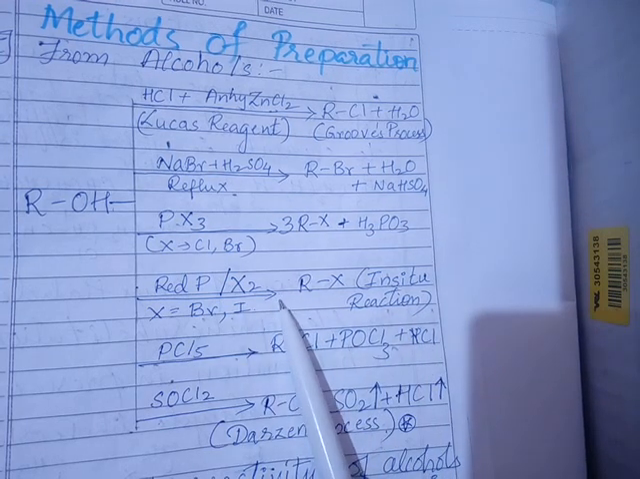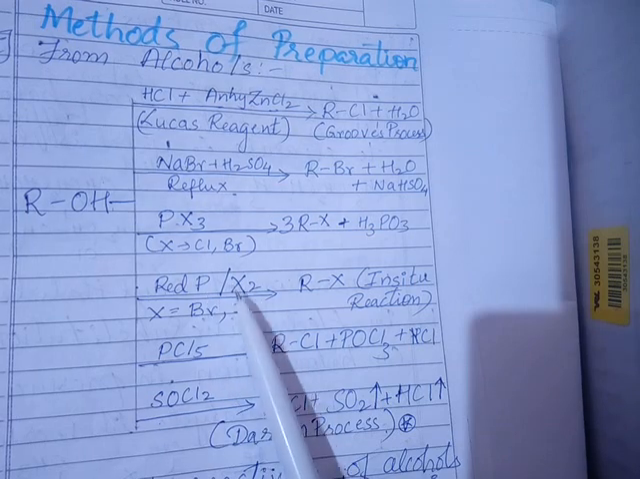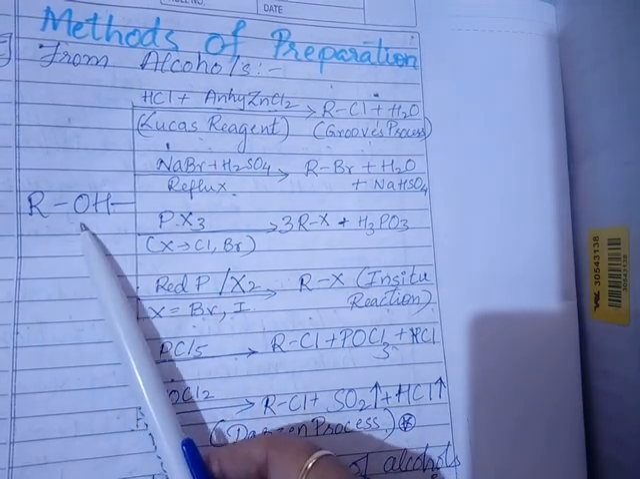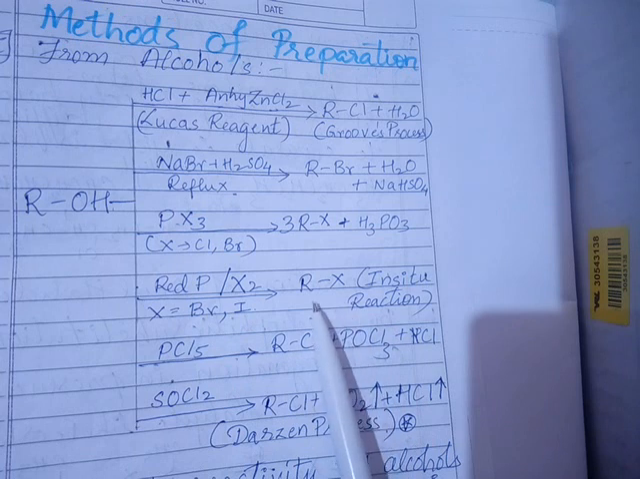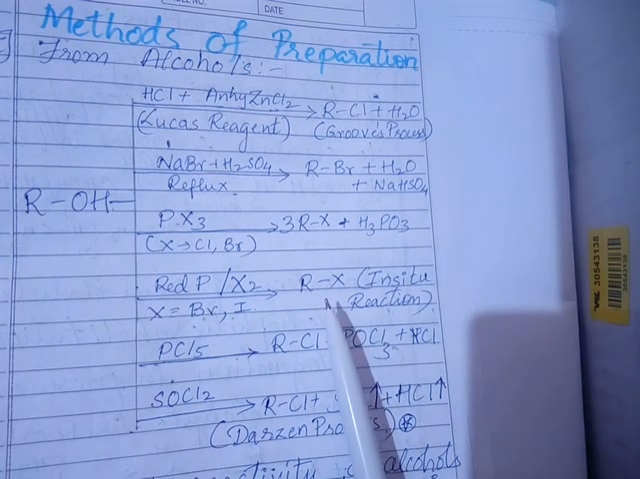Once that PX3 is formed in the reaction itself, that PX3 reacts with the alcohol and leads to the formation of alkyl halide.